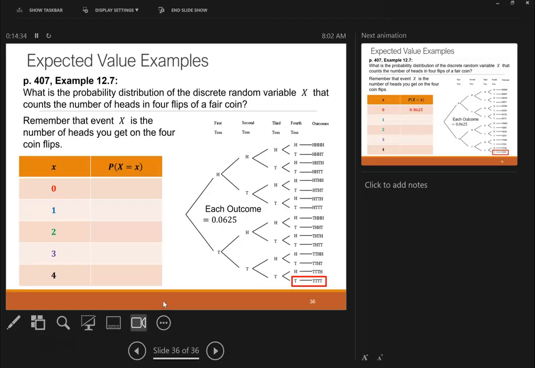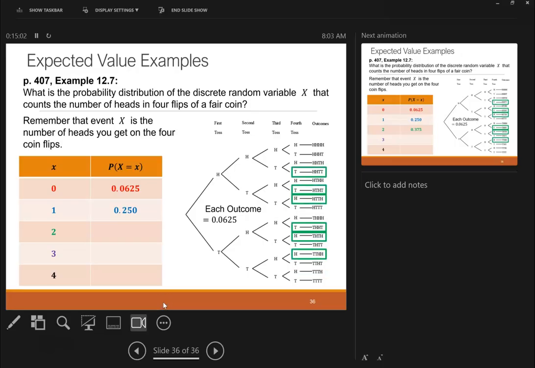So to get 0 heads, there's just one way that can happen. So there's my probability for that one. If I look at 1 head, there's 4 different ways that can happen. So I'm going to have that 0.0625 multiplied by 4, right? Because I have 4 of them.